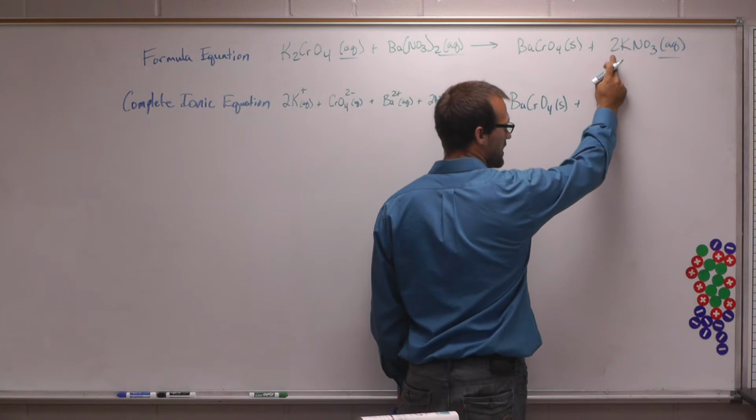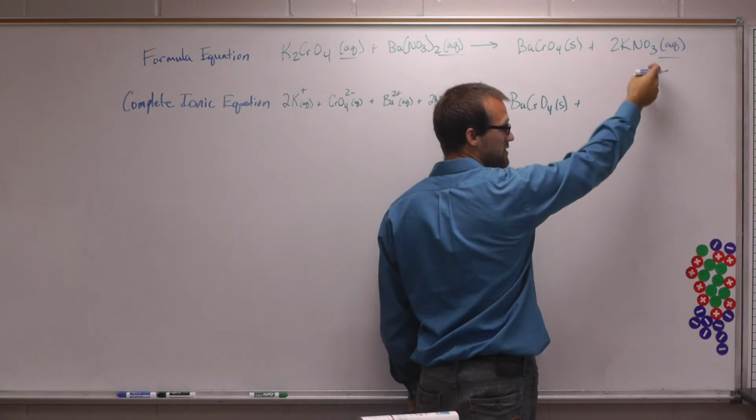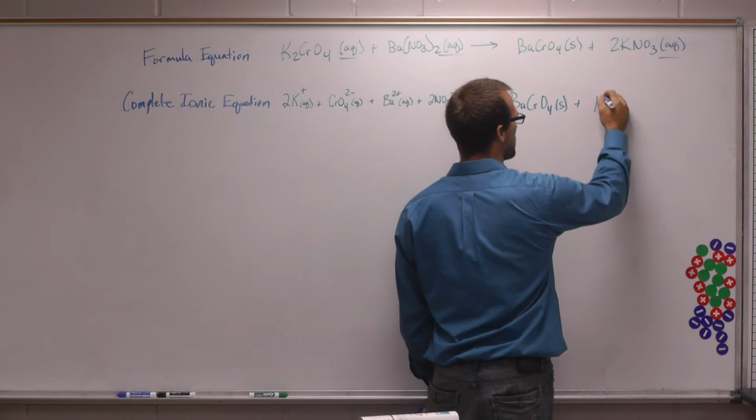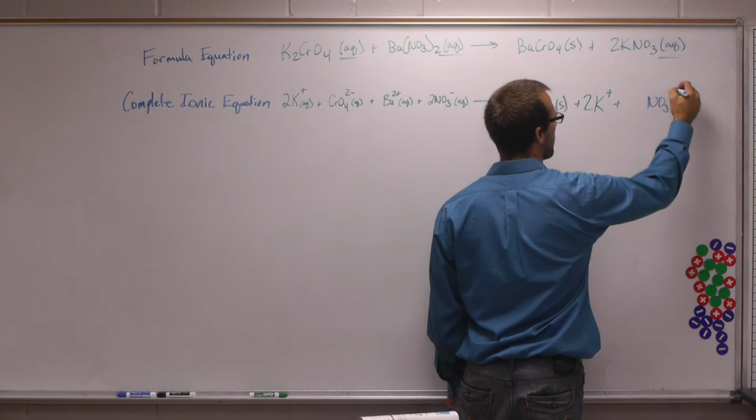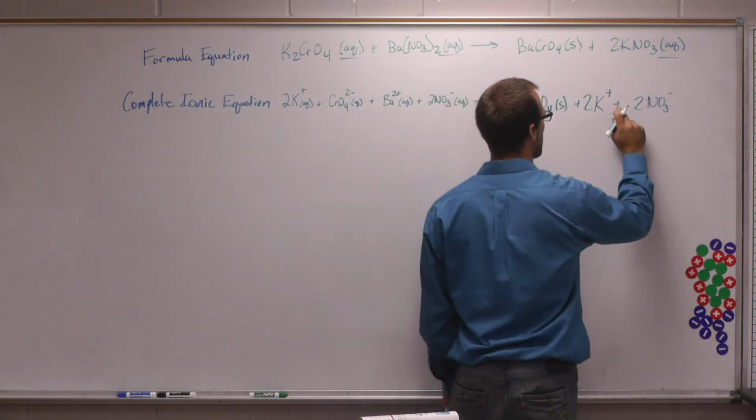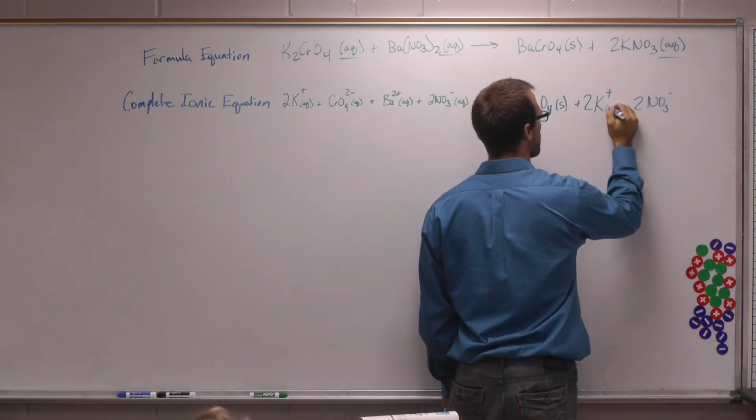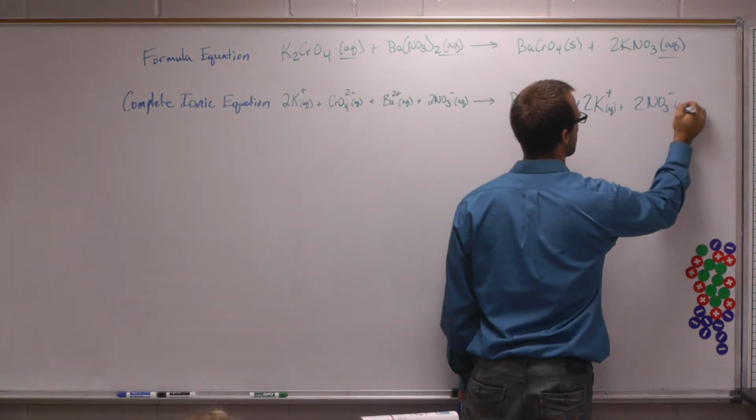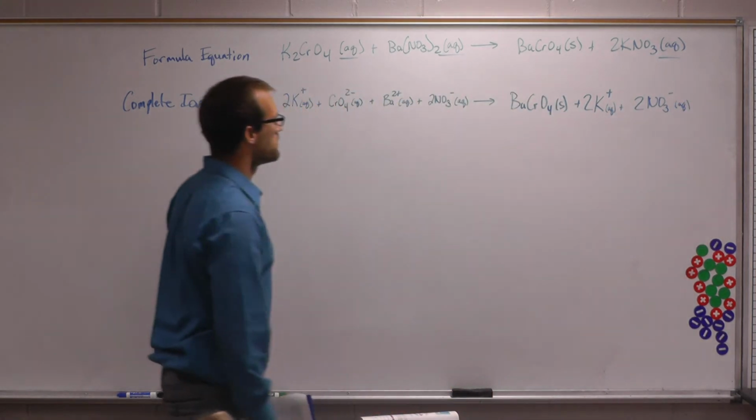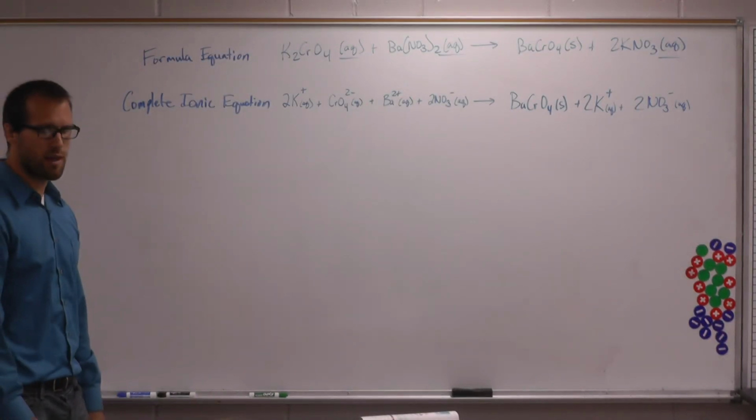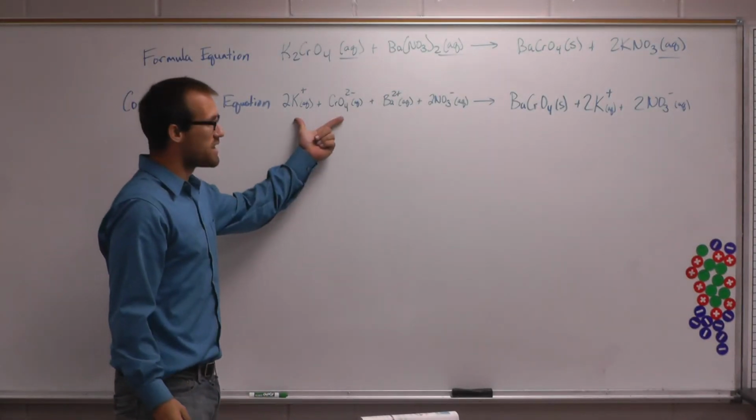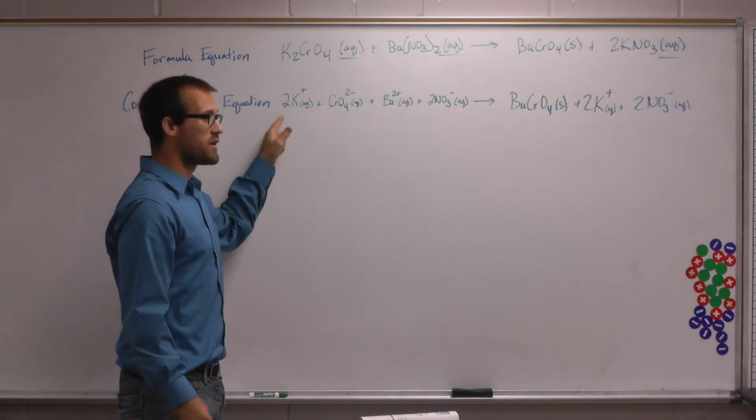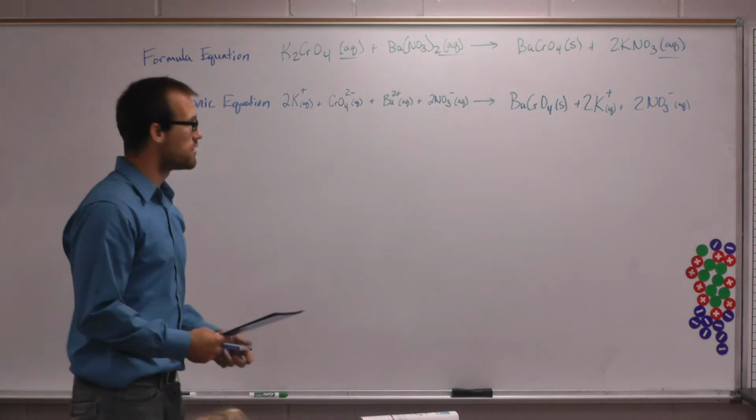Alright, now we got a coefficient here, so we gotta think that this coefficient applies to everything, right? So we already know potassium's positive, but I have 2 of them. And I already know nitrate is negative, but I also have 2 of them. I should rotate this. Okay, do you remember this from last year? Okay. This is really important though, because being able to do this and identifying charge and coefficient is important for much later on. So this is a big deal.